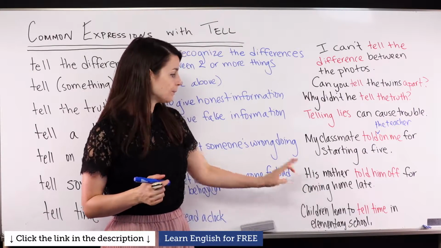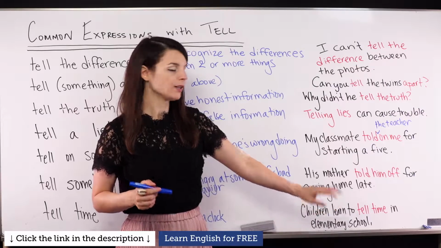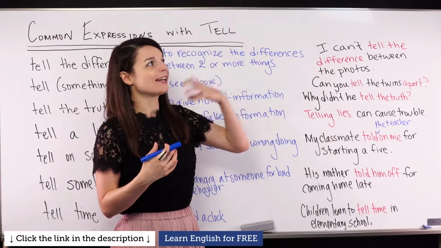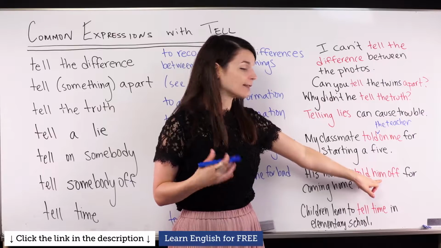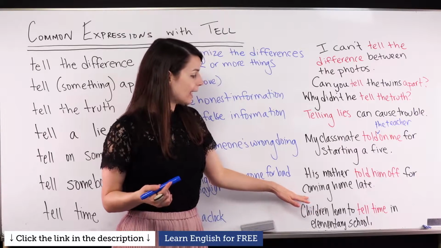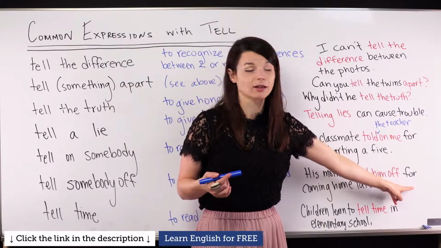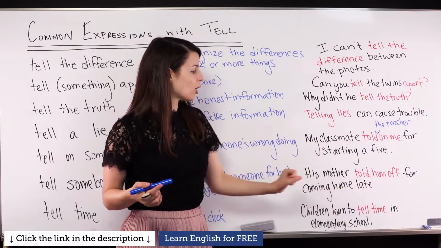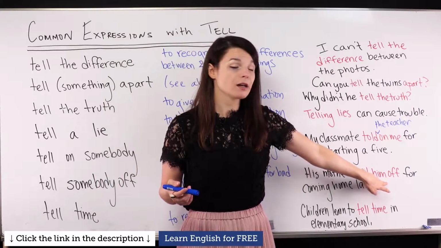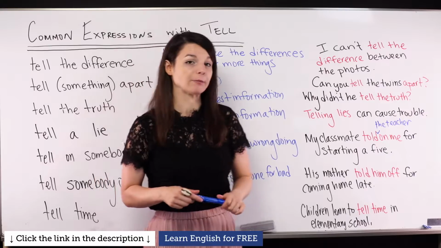Let's look at an example. His mother told him off for coming home late. So in this case, his mother is the person who is angry. The person who is maybe getting shouted at is him, a man in this situation, or a boy perhaps. So his mother is angry because he came home late. So his mother told him off for, so for shows us the reason. His mother told him off for coming home late. We'll commonly include a him or her or me in this expression between told and off. So his mother told him off for coming home late.